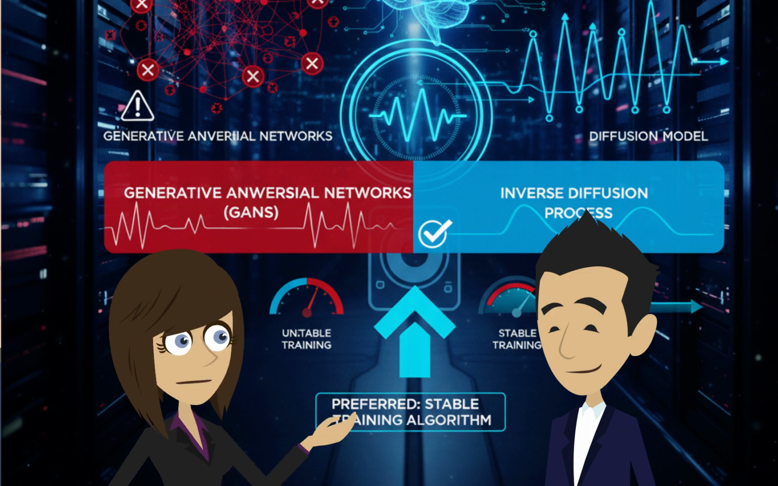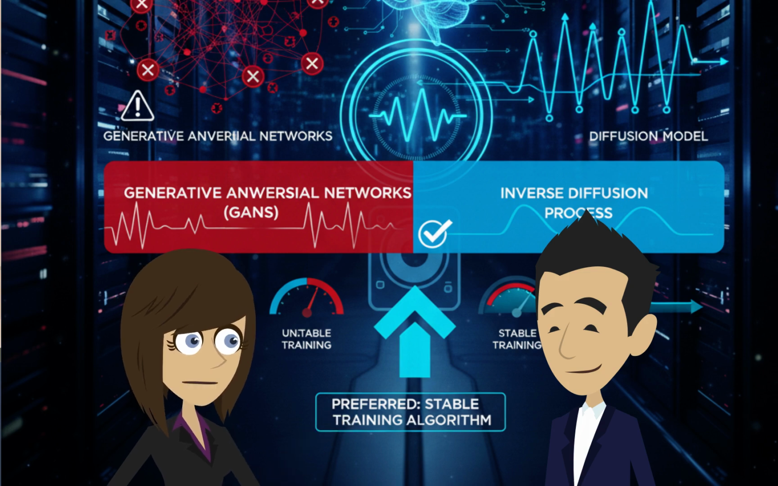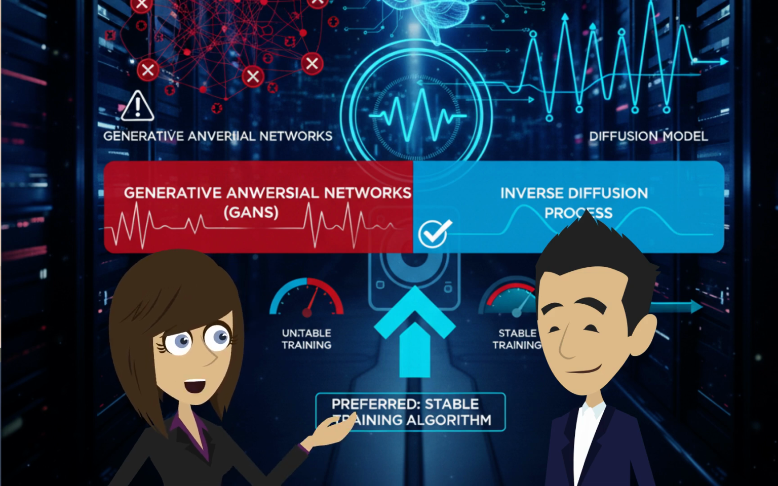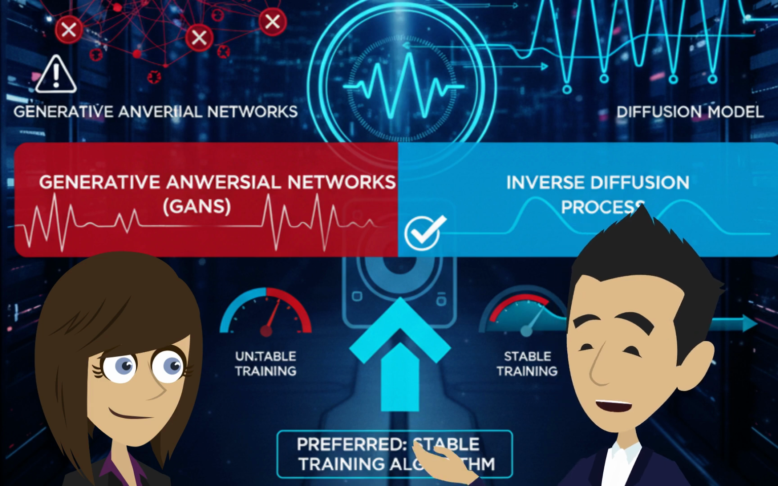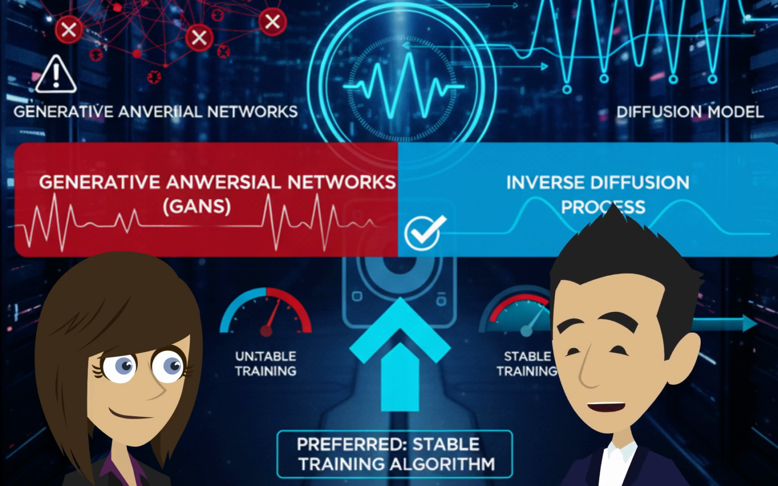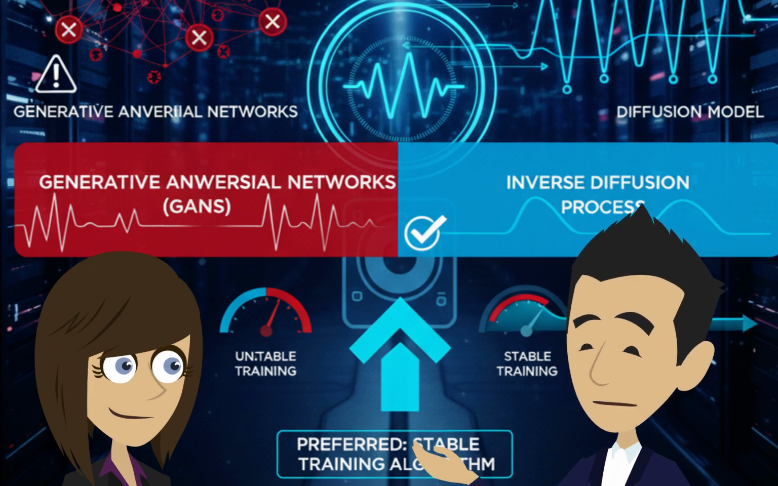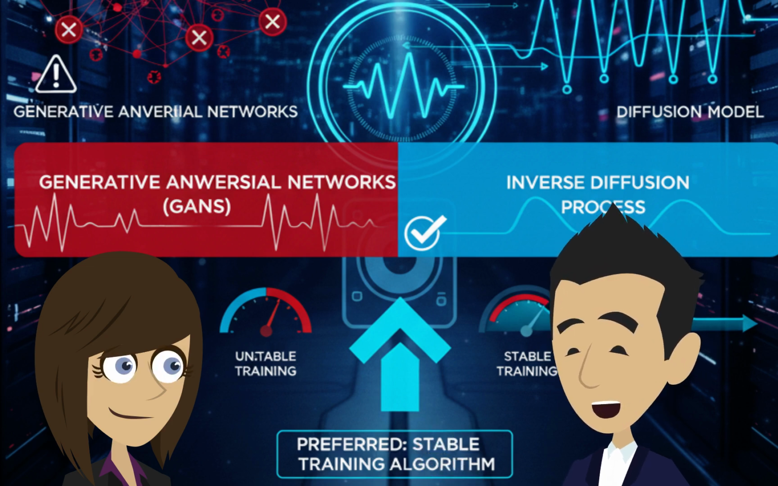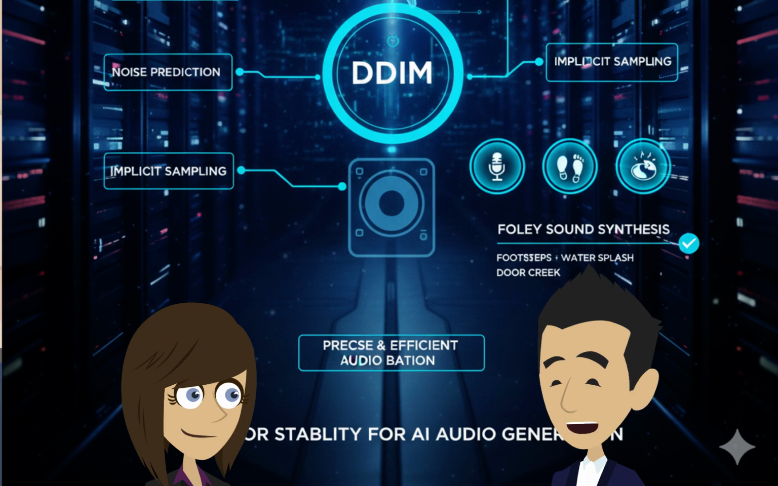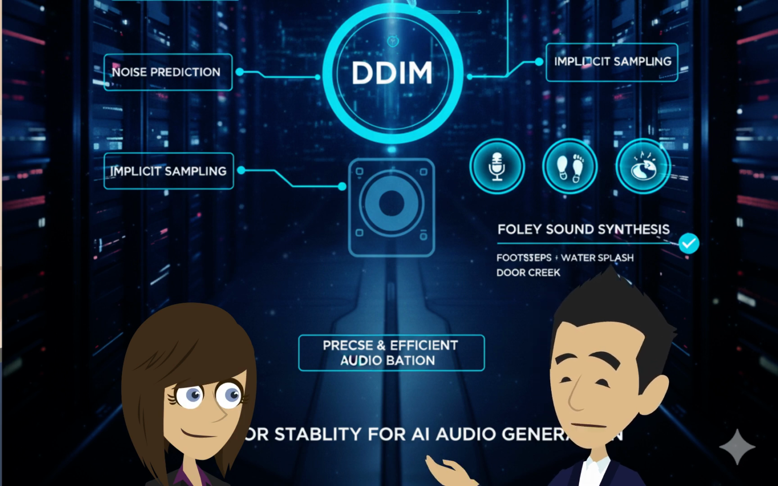The mainstream methods for sound generation seem to be generative adversarial networks, GAN, and the diffusion model. Why did your team choose the latter? We found that the diffusion model is preferred over GANs because it employs a more stable training algorithm called inverse diffusion, which facilitates easier training and avoids mode collapse. This model type, specifically the denoising diffusion implicit model, or DDIM, was chosen for Foley sound synthesis.